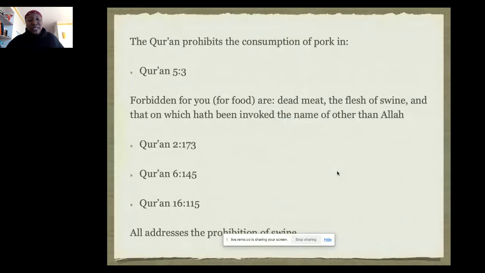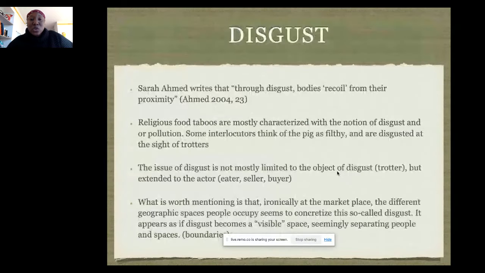So these are the religious views. And for Muslims, it's in Quran 5:3 that forbidden for you are dead meat, flesh of swine, and that on which has been invoked a name other than Allah. So all these address the prohibition of swine.